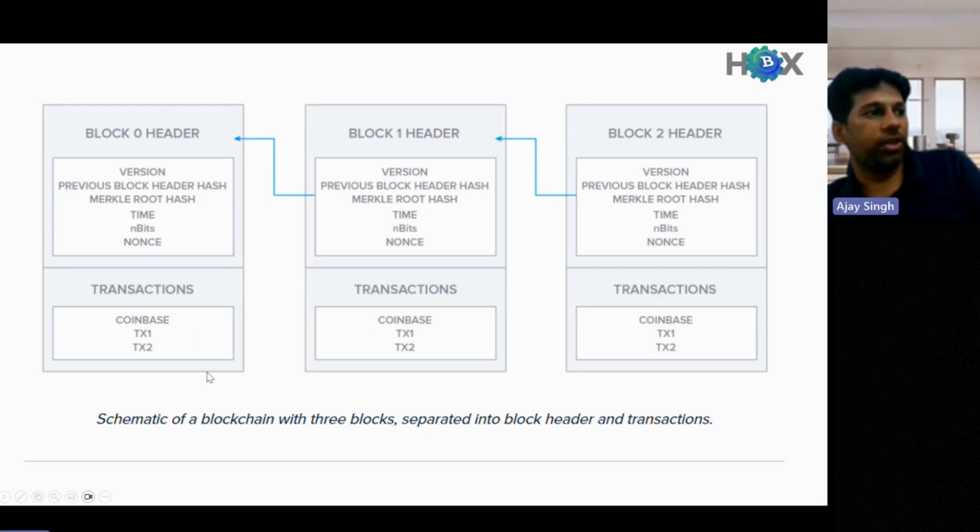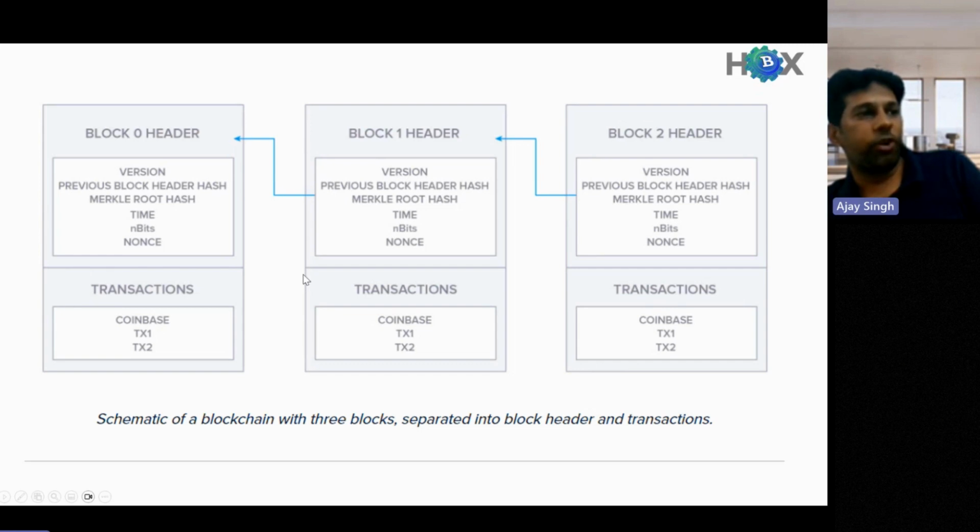So this Genesis block gets formed. There are two distinct sections in every block. One is called the header. The header contains the version, previous block header hash, Merkle root hash, time, and bits nonce. And the other section is called the transaction. The transaction is where you group all the transactions together, bunch them together. So that particular part is this.